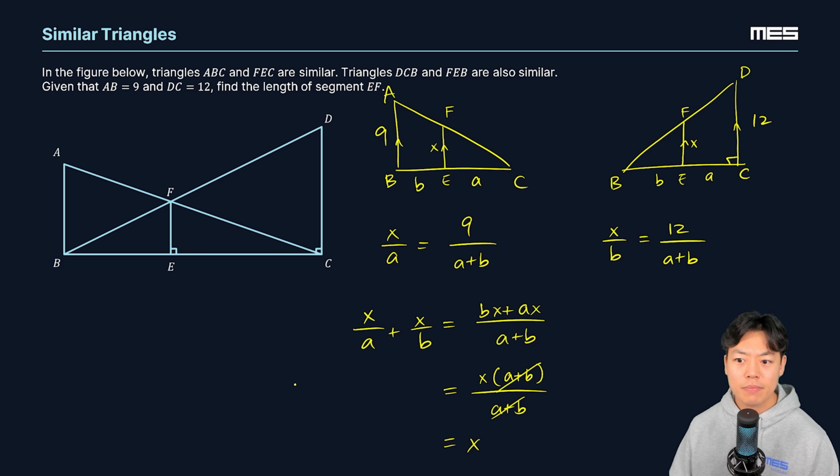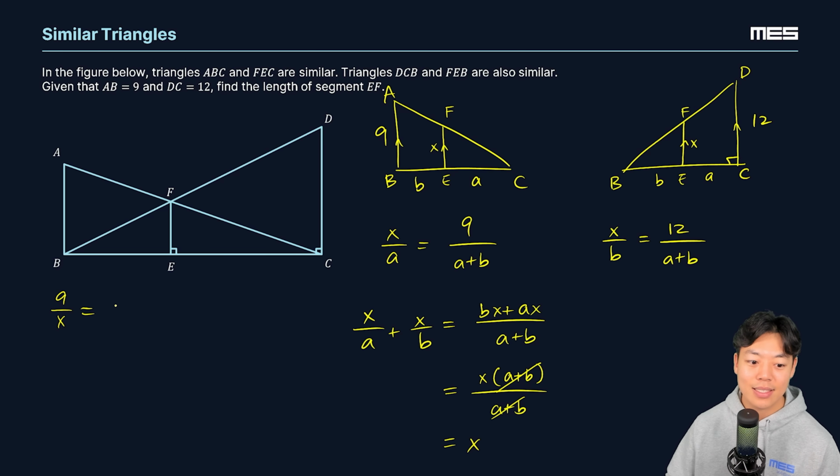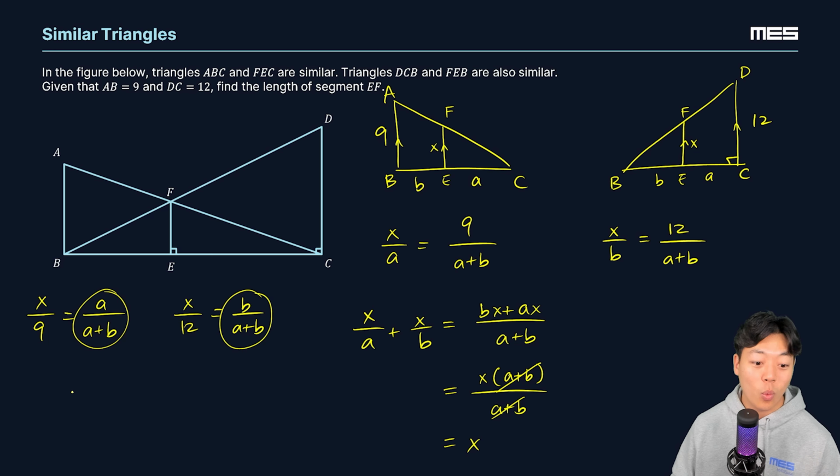Okay, great. Another way we could have set this up, by the way, is we could have said x is to 9, the smaller to the bigger, as a is to a plus b. And we could have said x is to 12 as b is to a plus b. And then we actually get a very much easier answer here. We know that if we add a over a plus b to b over a plus b, we get 1. So we know that x over 9 plus x over 12 is also equal to 1. And that actually becomes way easier.